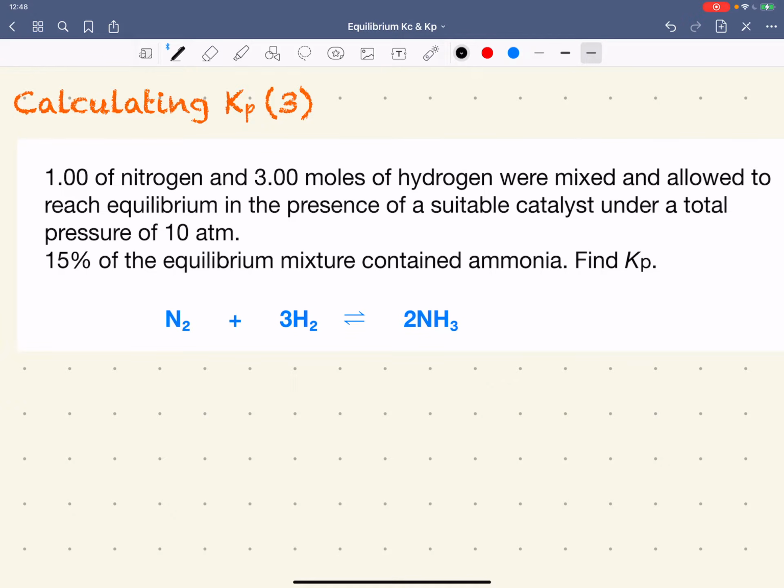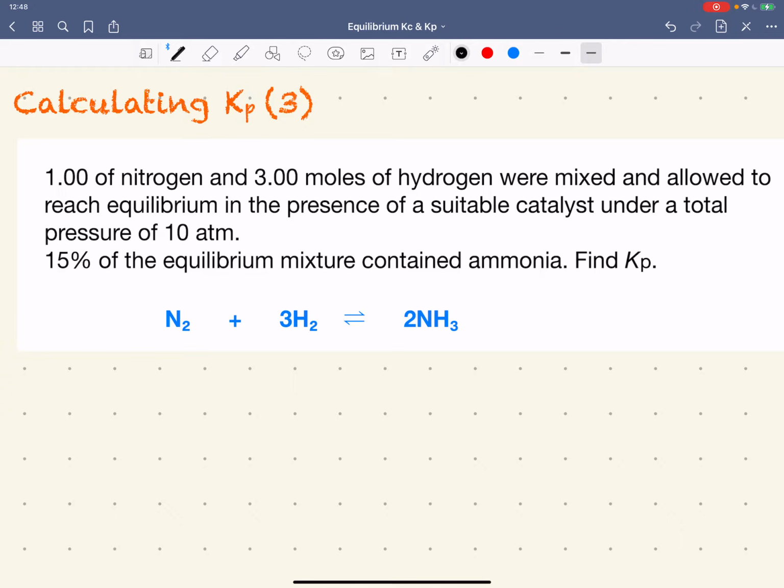Here we're going to look at quite a difficult calculation involving Kp. I've been told I've got a mole of nitrogen and 3 moles of hydrogen. They're mixed together and allowed to reach equilibrium in the presence of a suitable catalyst and a total pressure of 10 atmospheres. And I'm telling you that 15% of the equilibrium mixture contained ammonia, and we've got to find Kp.